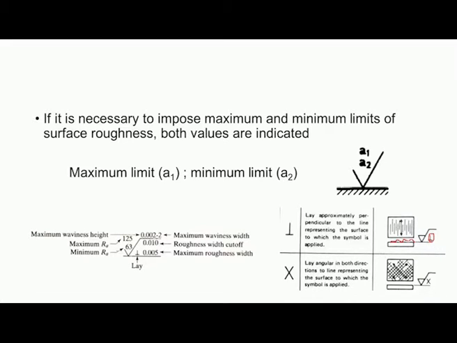That means, to the surface that is mentioned, to this particular surface, lay is perpendicular. That means perpendicular to the direction of lay, we have to measure the surface roughness. And this shows that the lay is angular in both directions. If the surface is like this, then we use the X shape here.